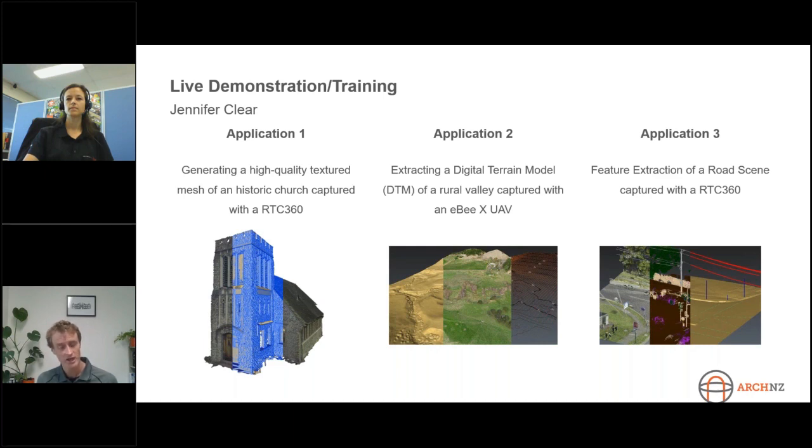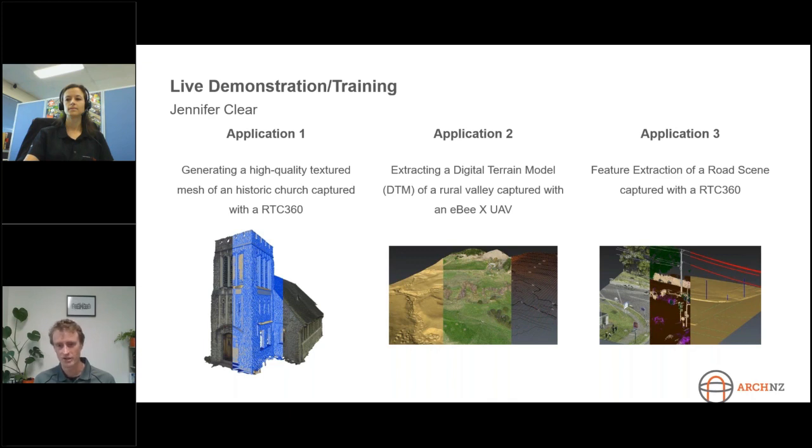So I captured this with the RTC 360, and due to its interesting construction, it's a church built of river stone, it has some really interesting geometry, and it shows the power of the meshing functionality within 3DR really, really well. So we're going to work through to a textured mesh.